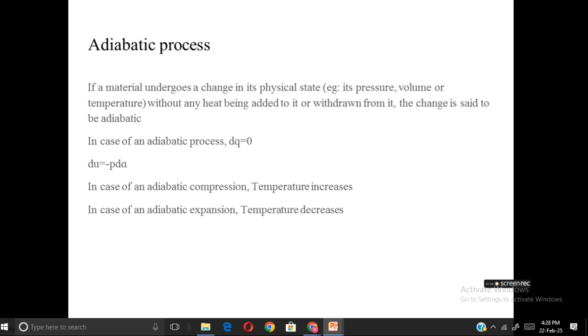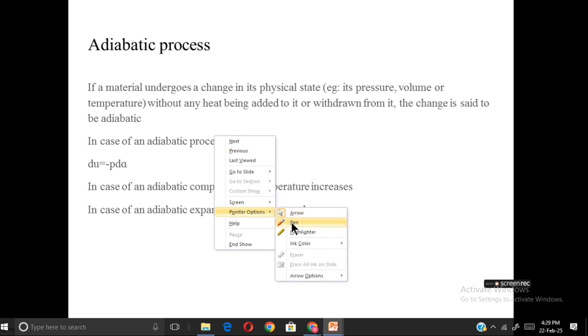So we have already discussed that if a material undergoes a change in its physical state, for example pressure, volume, or temperature, without any heat being added to or withdrawn from it, the change is said to be adiabatic. So when we say that a process is adiabatic, it means no heat is added to the system or withdrawn from it. In an adiabatic process, dq will be 0. dq is the amount of heat supplied to the system, q being the heat.